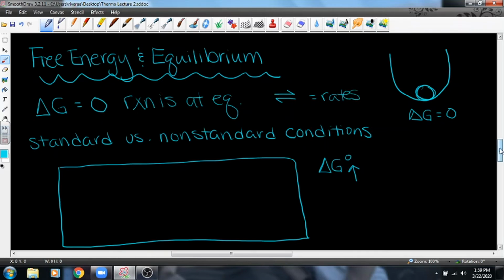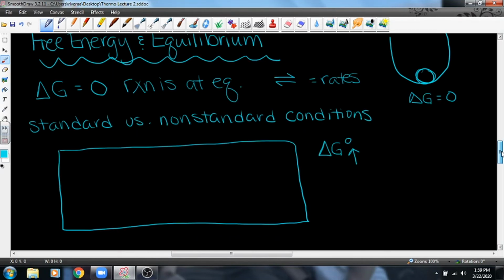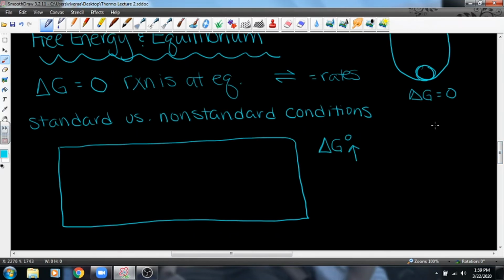So, why do we care? We care because this is actually going to help us make predictions about the direction that the reaction is going to proceed spontaneously in order to achieve equilibrium.